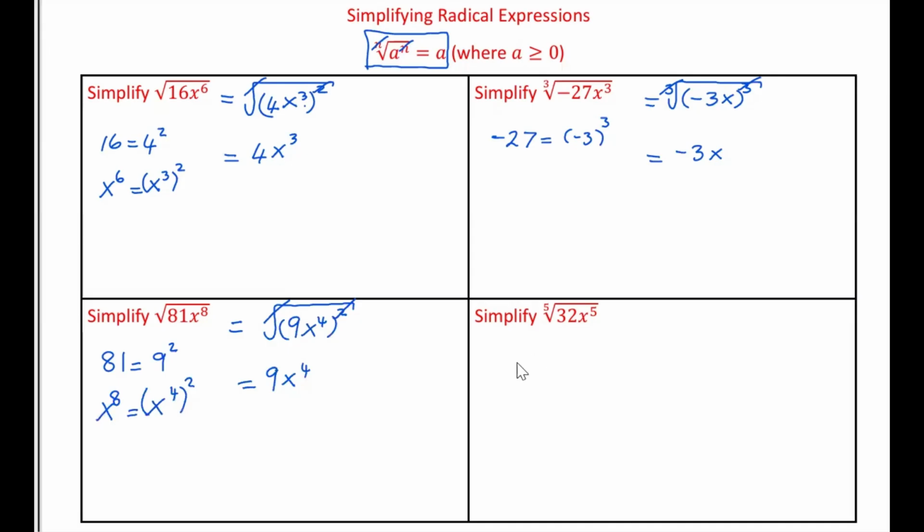In the last example, 32, we would like to write it as the fifth power of another number. 2 works, so 2 to the fifth equals 32, and x to the fifth is already in the fifth power. So we can say this is 2x raised to the fifth power. And when we take the fifth root, the radical and the power exponent cancel out. So the answer will be 2x.